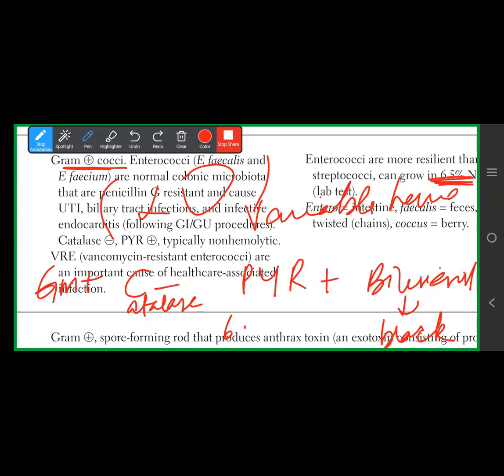Now what are the diseases that you can have with your enterococci? We have two things that we have to know. One is faecalis, another is faecium. These are the normal colonic flora of the microbiota that you have to remember. The importance is that both are penicillin G resistant, as they have given here.